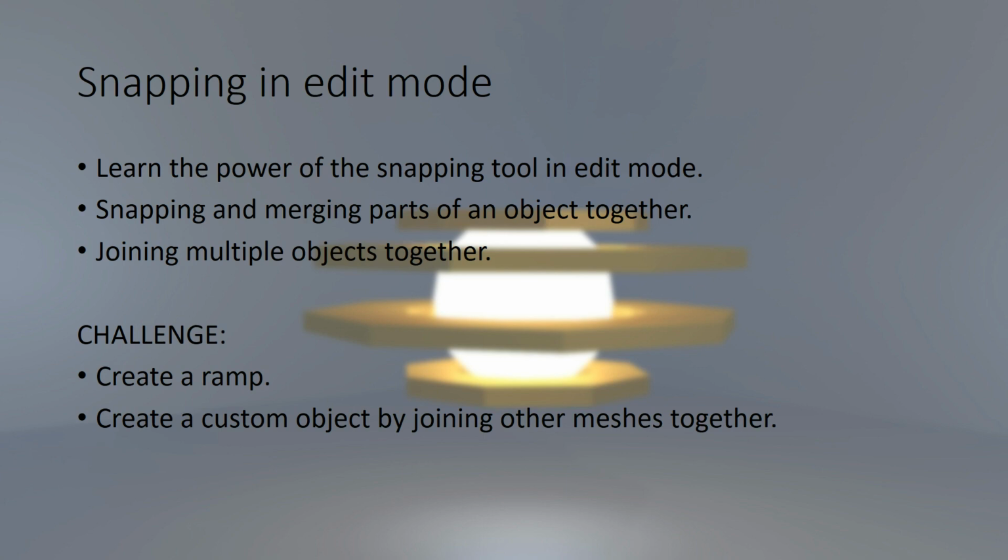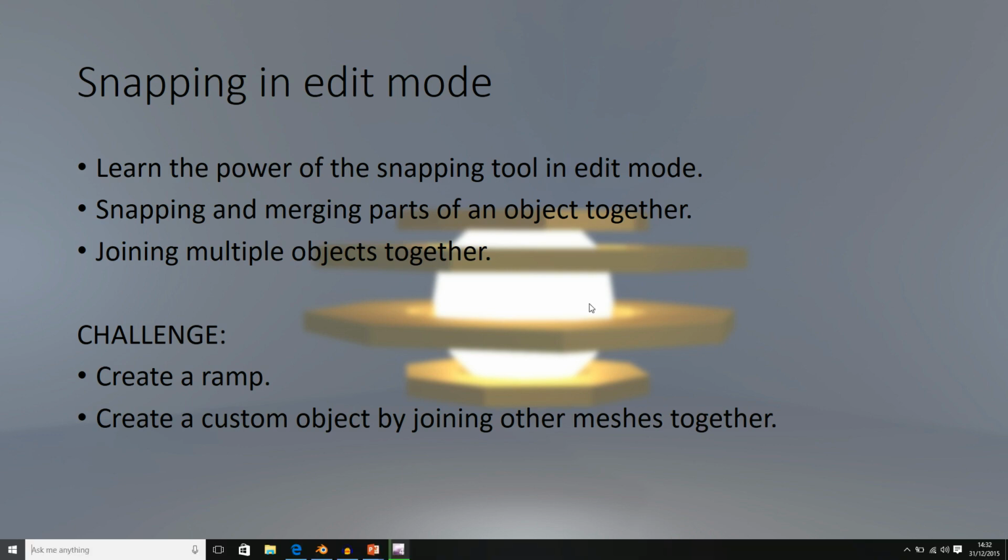In this lecture, we're going to be snapping in edit mode. We're going to learn the power of the snapping tool in edit mode. We're going to be snapping and merging parts of an object together, and then we're going to be joining multiple objects together using this tool. We're then going to provide a couple of challenges, so let's move in to Blender.